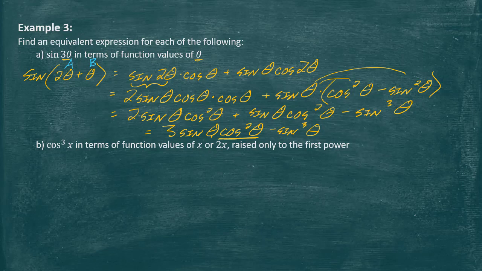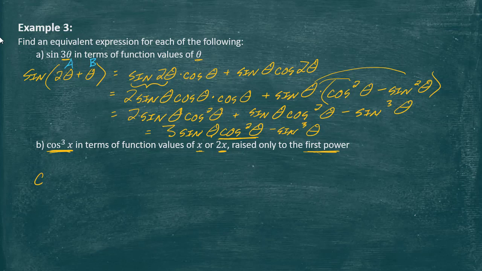Looking at the second one here, it wants us to take something that has a power and rewrite it using something that doesn't have powers or just has powers of 1. But it is allowing us to have an angle of x or potentially 2x on the inside. So with this one, let's just look at what we're starting with and see if we can rewrite it.